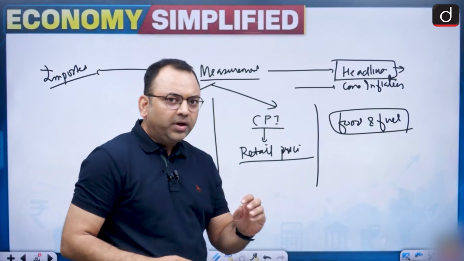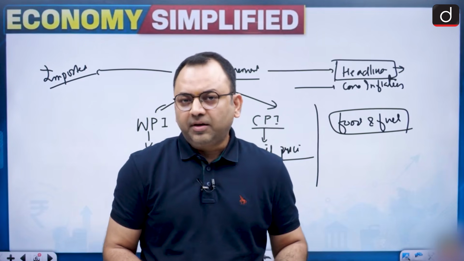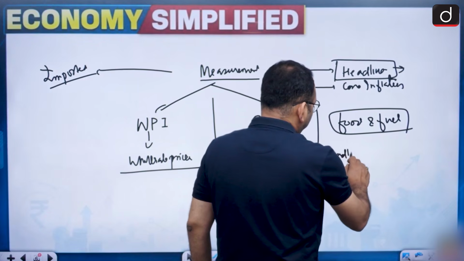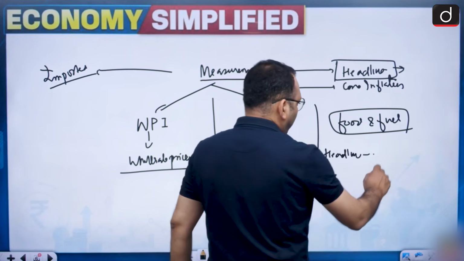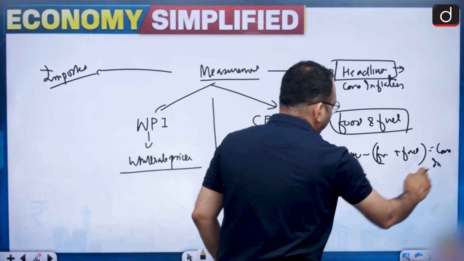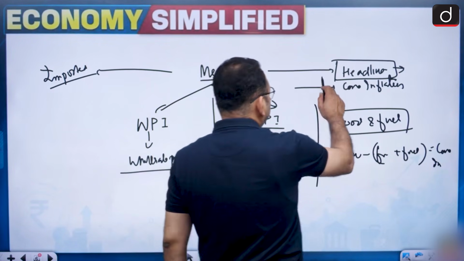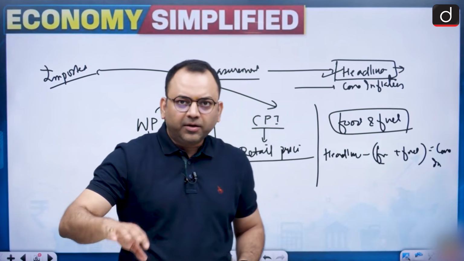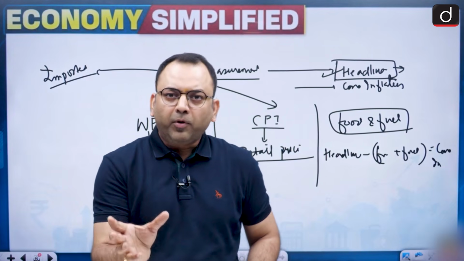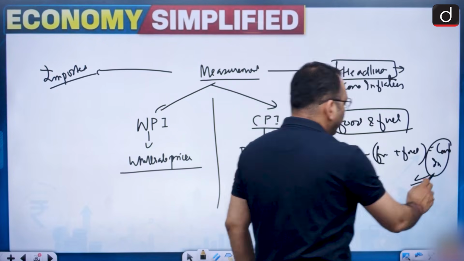But suppose you take only those items whose prices are stable, right? From headline, you subtract the commodities of food and fuel, and you get core inflation. Suppose we have 100 commodities and we took the inflation data, we got headline inflation. Now out of 100, you subtract the food and fuel commodities, say 20. So take the 80 commodities and find inflation. The inflation out of those 80 commodities is called core inflation.